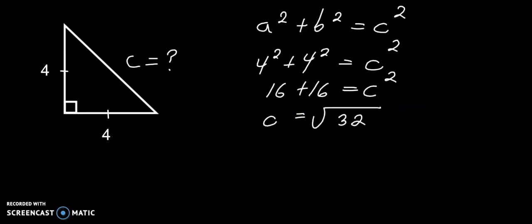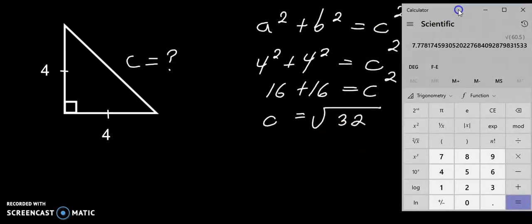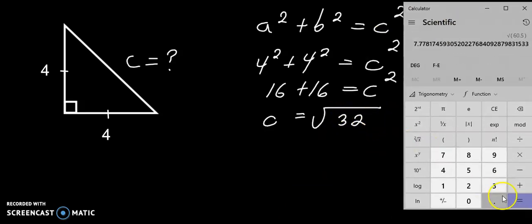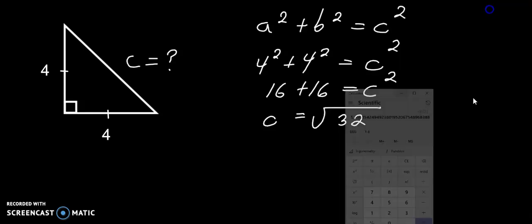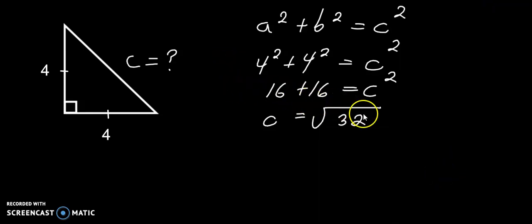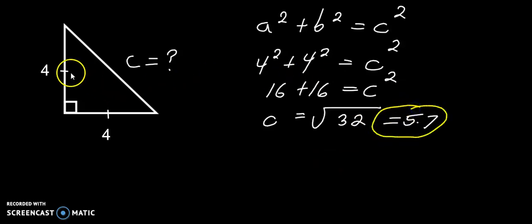I'll use the calculator. What is the square root of 32? Well, 5 times 5 is 25. 6 times 6 is 36. Let's see. It's in between. 5.65. Let's round it up to 5.7. So here it's 5.7. And again, we see that 5.7 is bigger than 4. It has to be the biggest side. So 5.7.